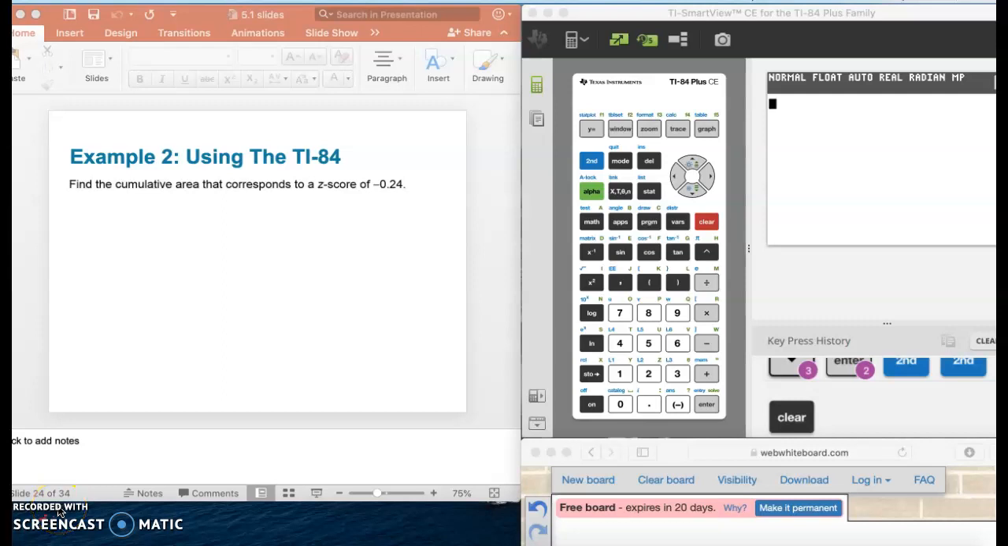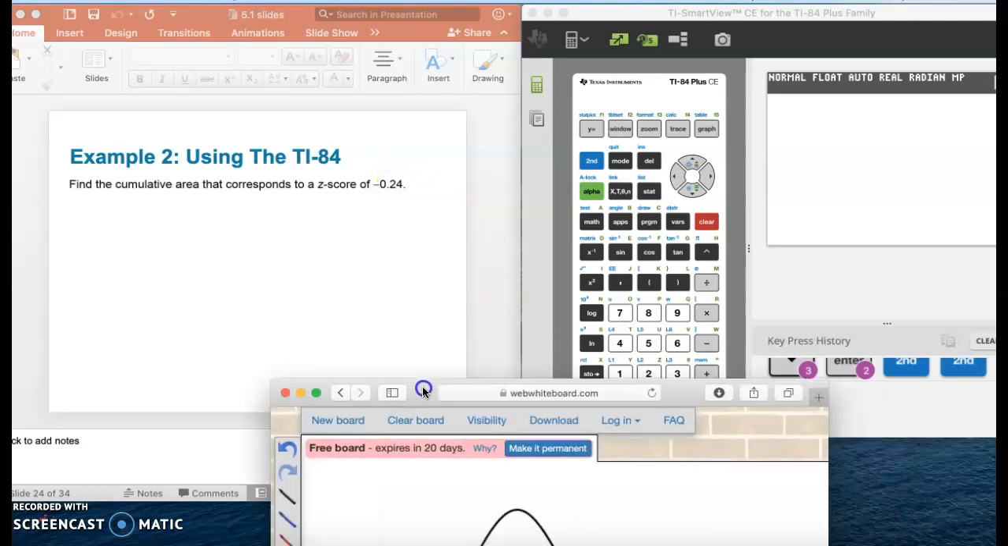Hi, in this video I'm going to show you how to use the TI-84 calculator in order to find cumulative areas for chapter 5.1. Okay, well let's look at example 2. In this example we're asked to find the cumulative area that corresponds to a z-score of negative 0.24.